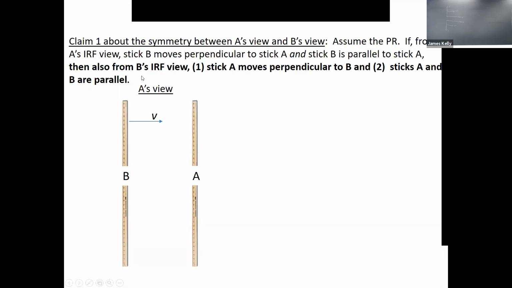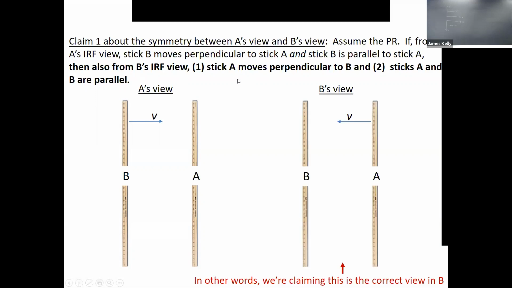Then from inertial frame B's view, stick A also moves perpendicular to B's length, and stick A and B are parallel. In other words, we're trying to prove something that sounds completely ridiculous to prove, but we're calling into question all of these properties about how lengths and orientations might change as you change perspectives. So we need to be very careful at the beginning.